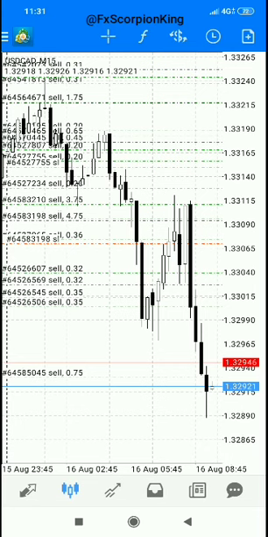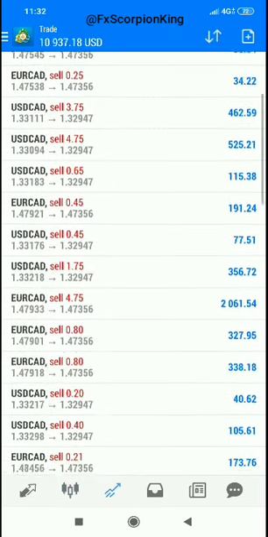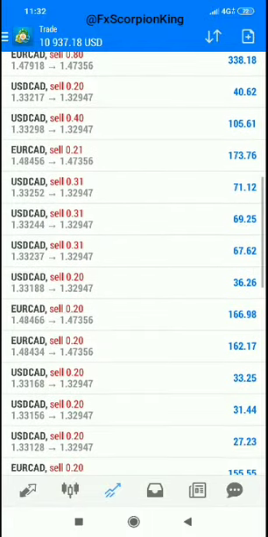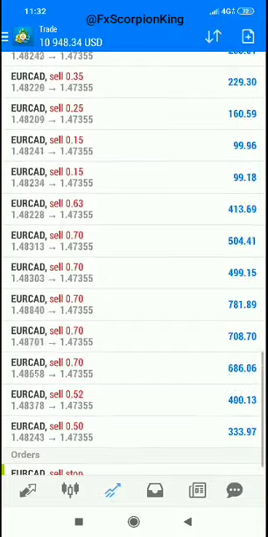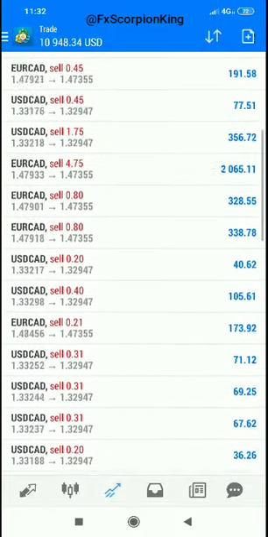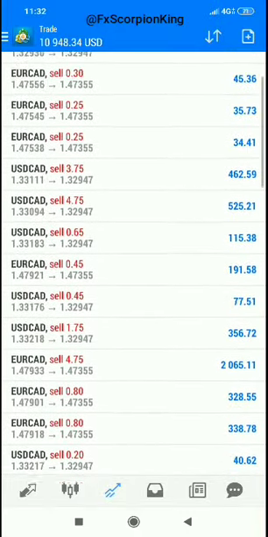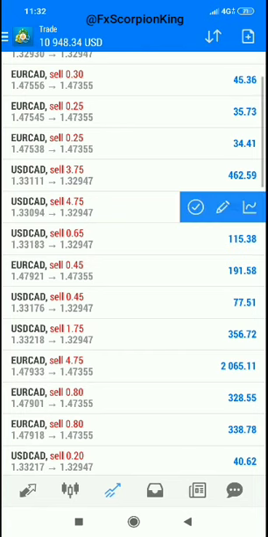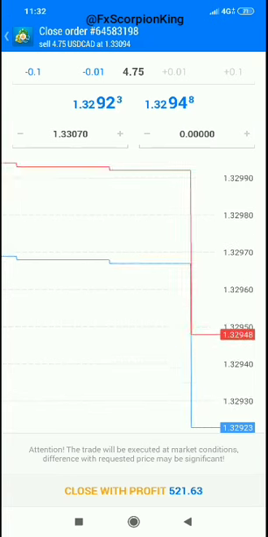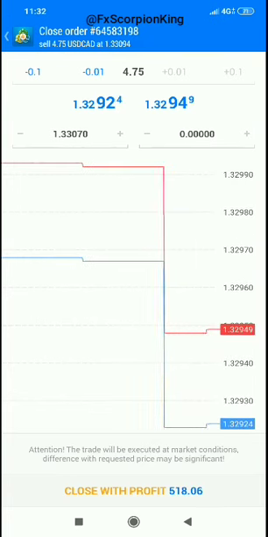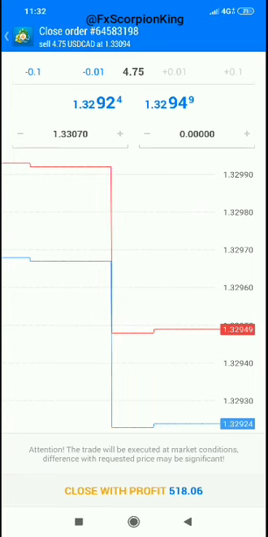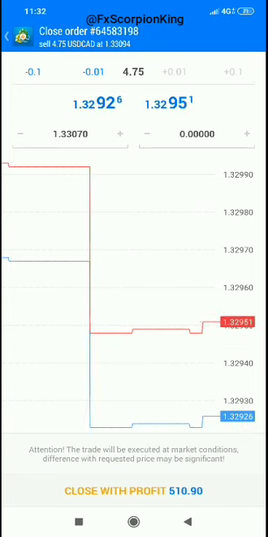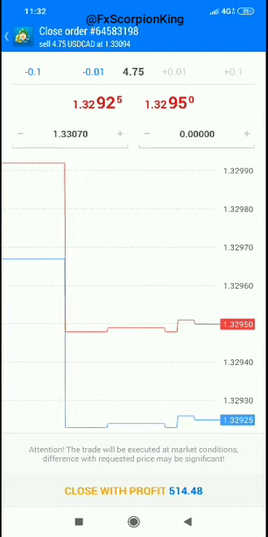Yeah, 4.7 lot size. Which USD is 4.7. Where is it? Okay, here it is. So what you will do is you will go like you're closing. Then above, if you look above, it's 4.7. That's the lot size. So what you can do is decrease the lot size, and you can't increase it.